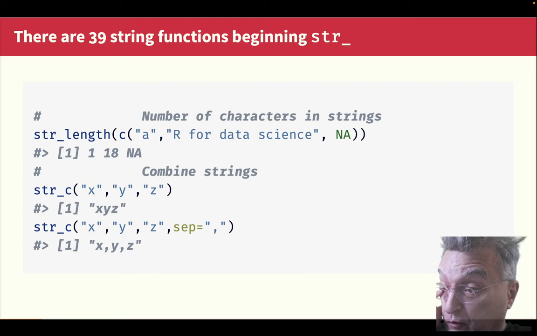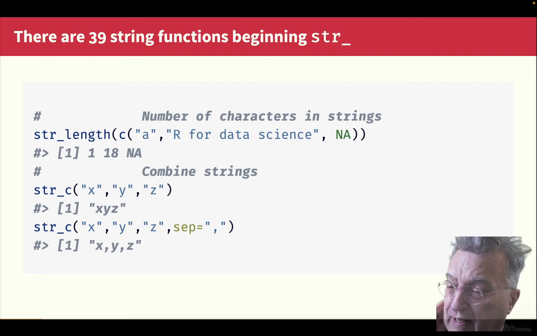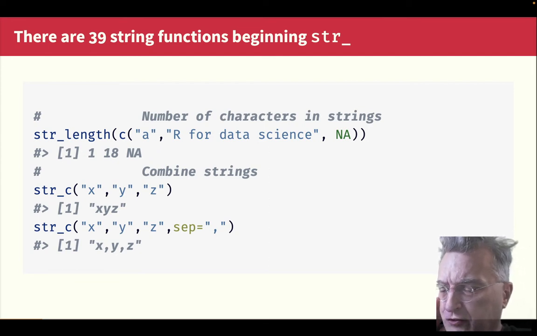I can do a bunch of string functions, 39 of them, and they all start with str underscore. And one is the length. What is the length of a string? So the length of the string A is 1, of course. The length of the string R for data science is 18, and the length of the string NA is NA. I can combine strings. So X, Y, and Z is combined into one string X, Y, Z. I can also use a separator when I combine them. And actually the separator is a string. I shouldn't have said separator character. I can use a separator string, so that can be a single character or a collection of characters.